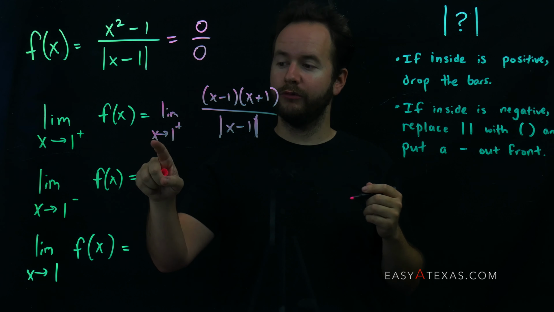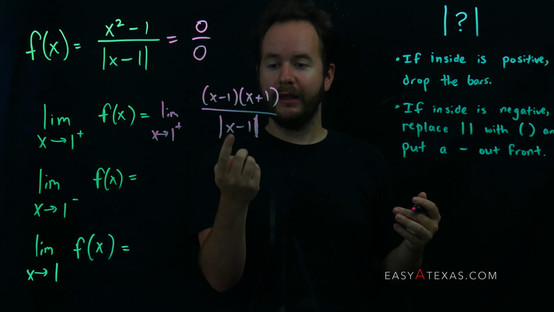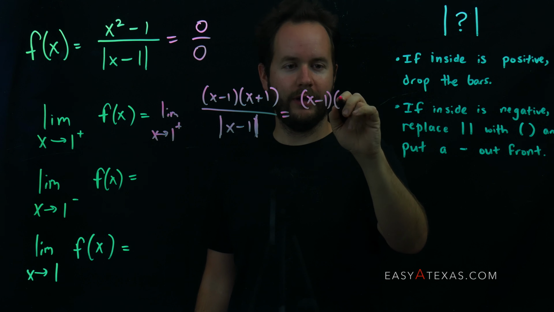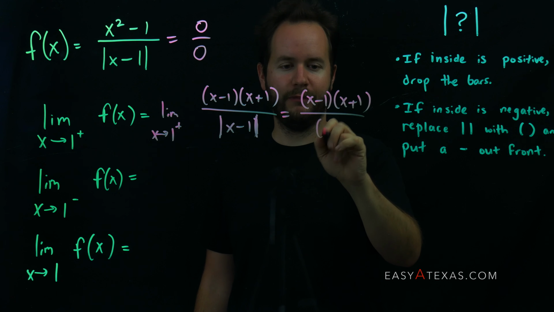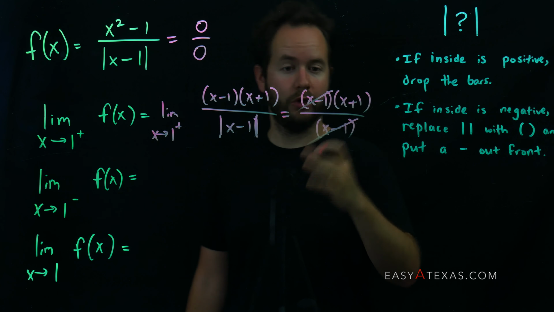So we know that because we're approaching 1 from the right, with a number like 1.1, I get 1.1 minus 1, which is a positive number. And like it says, because the inside's positive, we just drop the bars. And now I can safely cancel the x minus 1. You might have canceled earlier and said that's fine, who cares, but it actually matters, and it will matter for the second limit we do in this video.